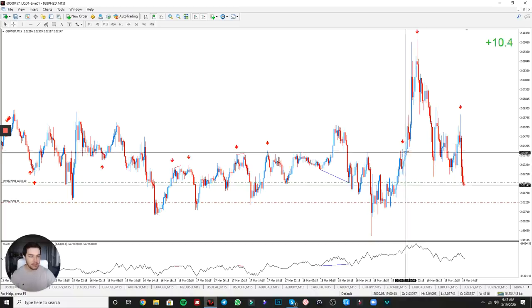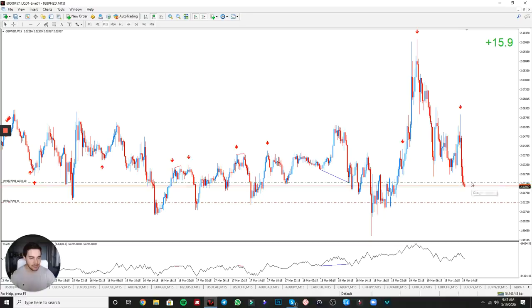Right here, clearly a losing trade. This would have been a losing trade. So you got to find a place for your stop loss. So in this case for me, let me just place a stop loss right here. I think that's fine. Again, I'm just testing this out on the 15-minute time frame.